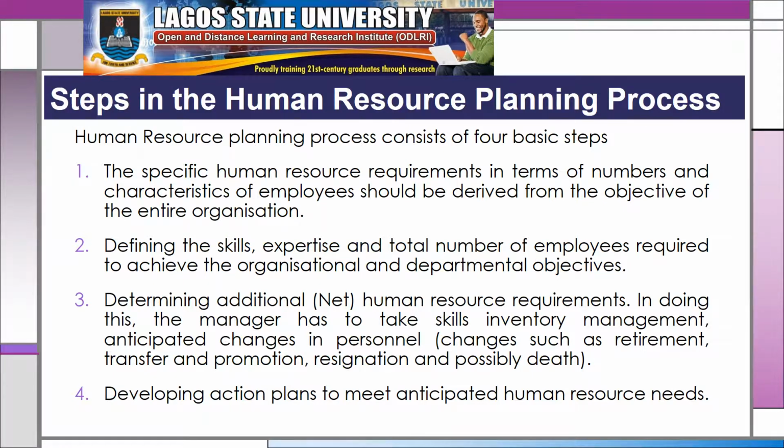When you take statistics of what you have in the house, then you now look outside the organization. So just like I mentioned, when you're taking the inventory, you look at the number of people going on retirement, people that are going to be transferred or promoted, people resigning, possibly because of death or whatever, and which number is being anticipated to replace them. Then you develop an action plan. An action plan is just like implementing. Having known the specific requirements you need, you have defined the skill, you have done what we call net human resources requirements, the next thing for you is to develop the action plan to meet the anticipated human resources need for such an organization.